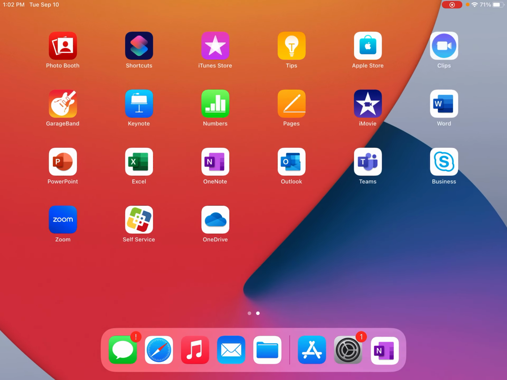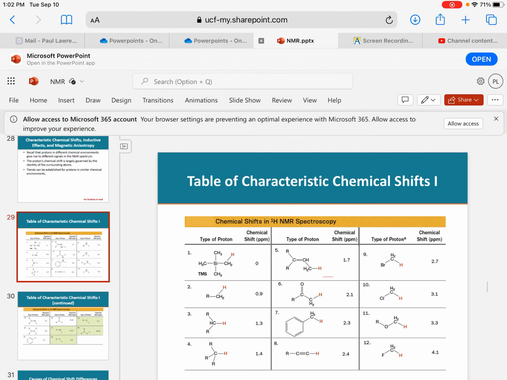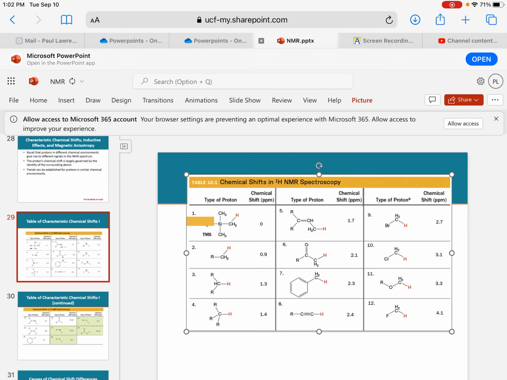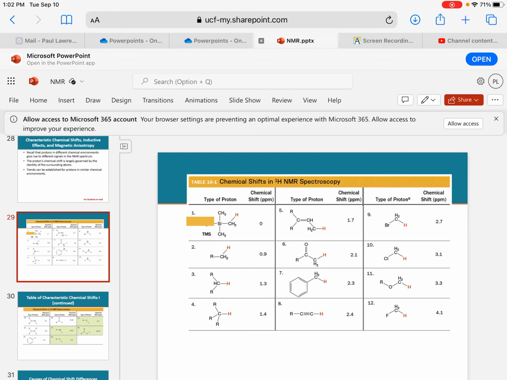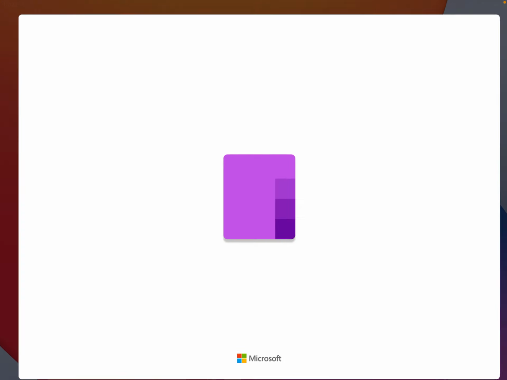So if we go back to this table that I gave you, I want you to look really carefully at the different chemical shifts right here. Okay, molecule number 6. Do you see how that's a methyl group directly attached to a carbonyl? And it has a chemical shift around 2. In contrast, in molecule 11, you will see that we have a methyl group directly attached to an oxygen, which has a chemical shift of 3.3. So the mistake I made was I swapped those. And so we have to fix that.